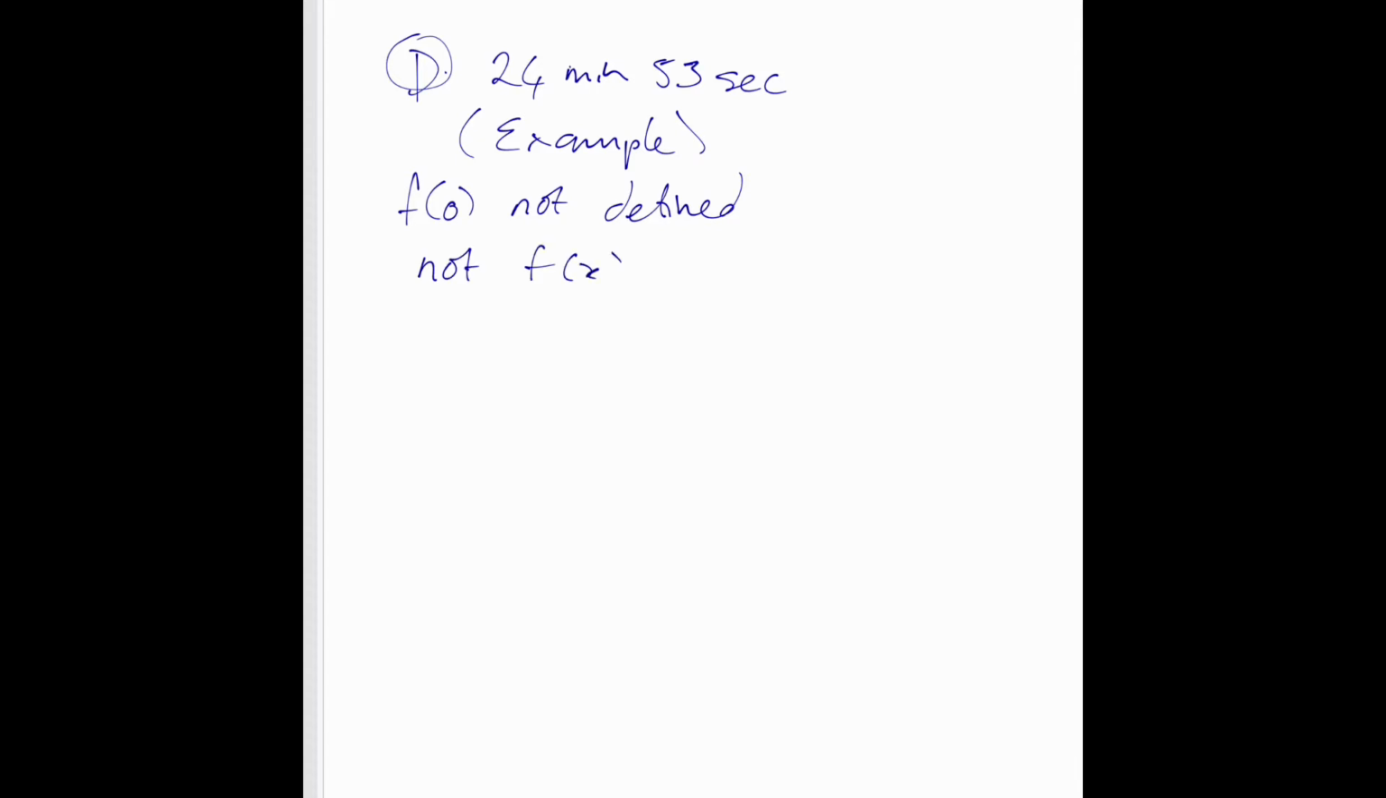Correction D refers to a point 24 minutes and 53 seconds through the video and relates to the example. The correction is that the video should say f of 0 is not defined and not that f of x is not defined. Just again, f of x not defined is wrong, except at 0.